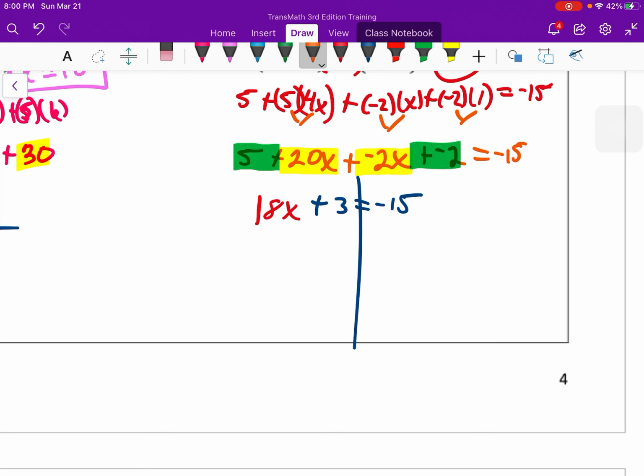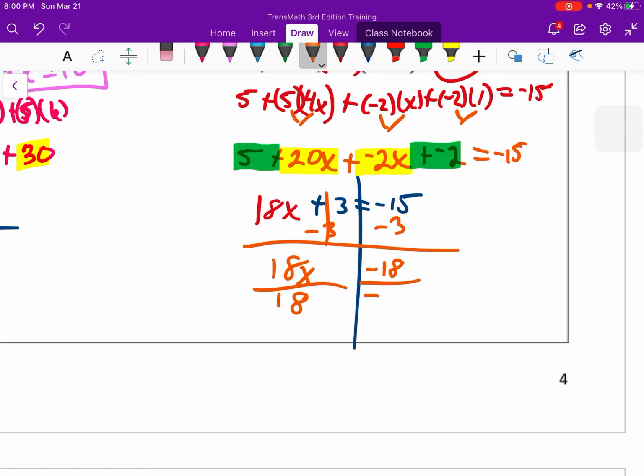So I'm going to do my inverse operation. So I'm going to subtract 3 from both sides. That becomes 0, so 18x equals negative 18. It's a product next, so we're going to divide by 18 on both sides. That simplifies to just x, and we have a negative divided by positive, so that'll be a negative 1.